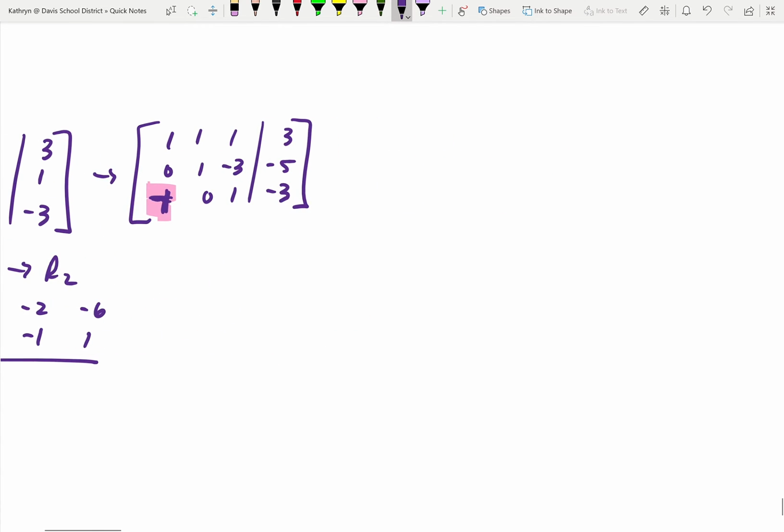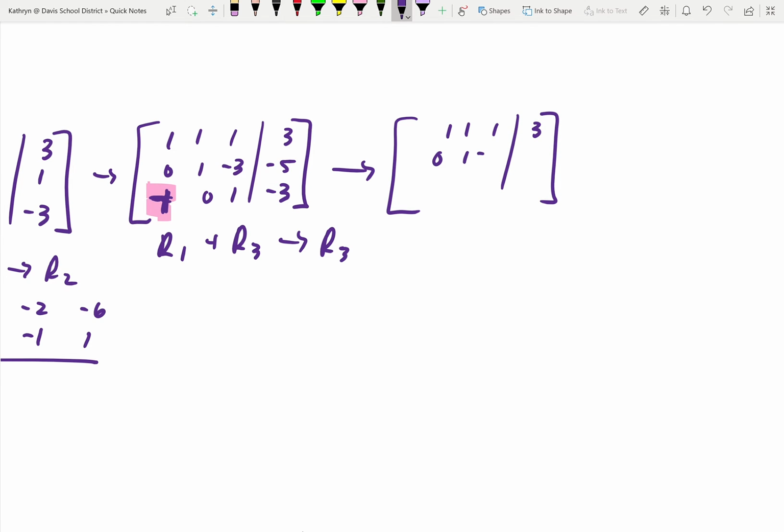So all I'm going to do is go row 1 plus row 3 becomes my new row 3. So row 1 doesn't change, row 2 doesn't change, add row 1 and row 3, 0, 1, 2, and 0. Okay, now I just want to check something very quickly.